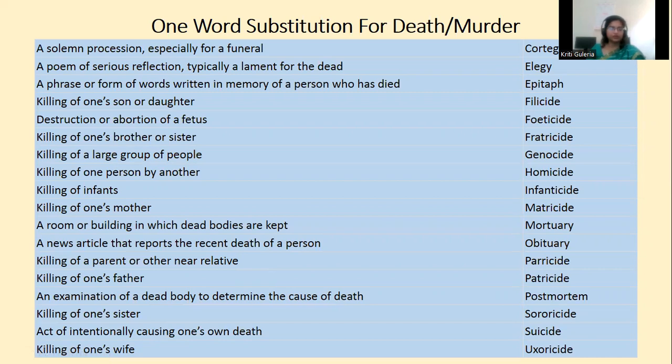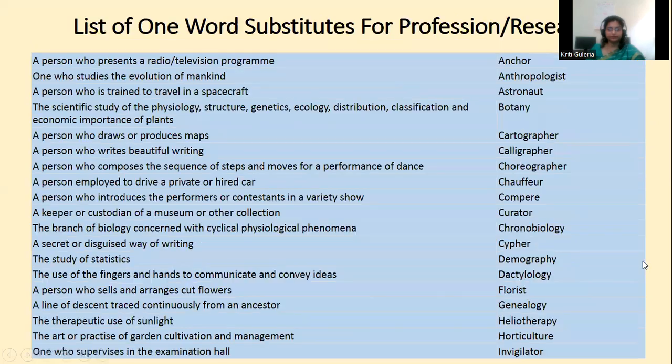Killing of one's sister, sororicide. Act of intentionally causing one's own death, suicide. Killing of one's wife, uxoricide. And our last category is of profession or research, which deals with a person who presents a radio or television program is referred to as anchor.